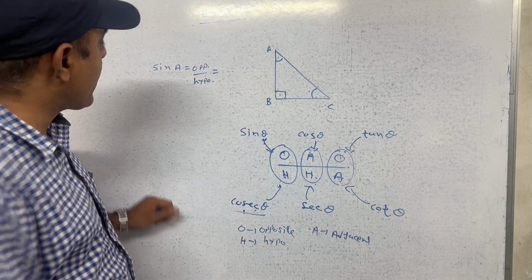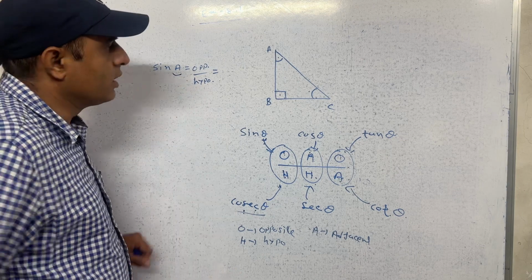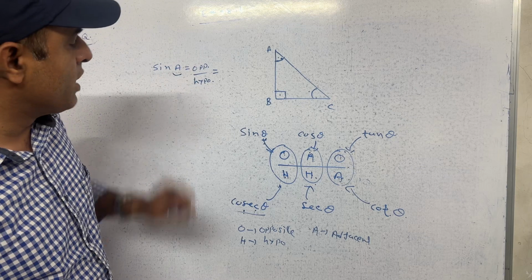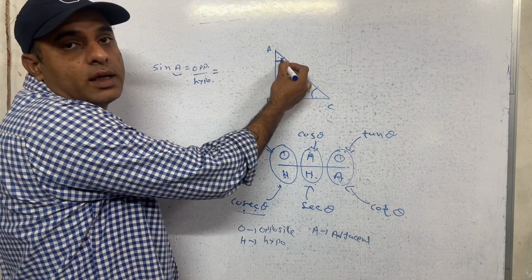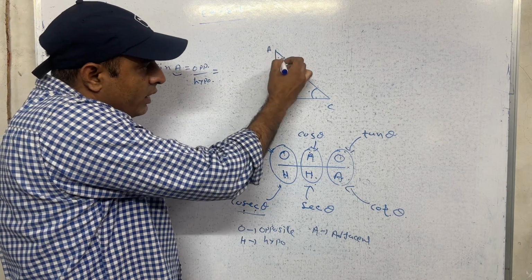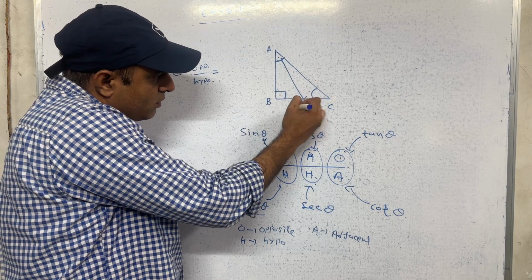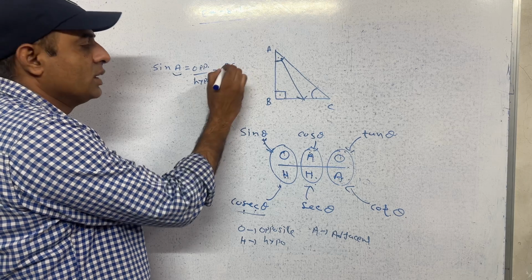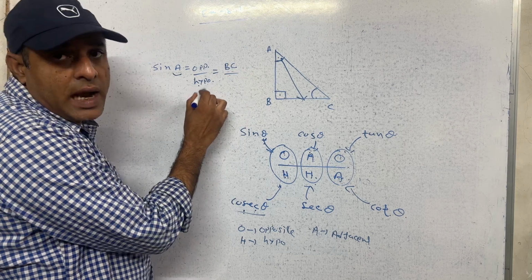So now my angle is A. A is my angle, so my focus will be here. And opposite by hypo. So what is opposite of angle A? If we see angle A, the opposite side is this, BC. So instead of opposite, I will write BC, and in the denominator, hypo is written there.